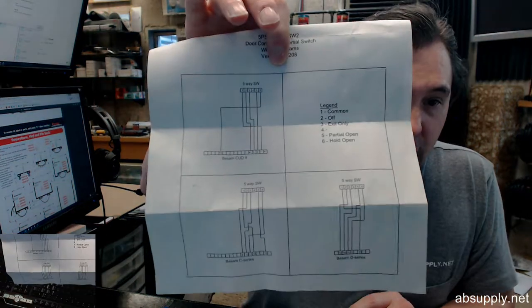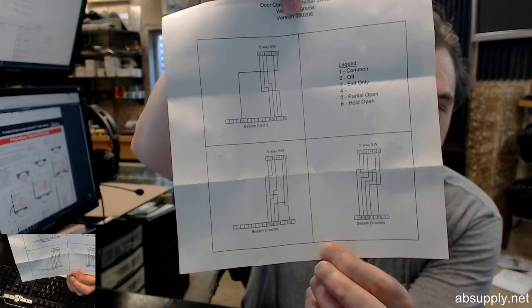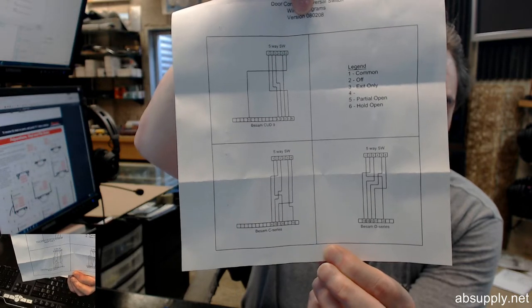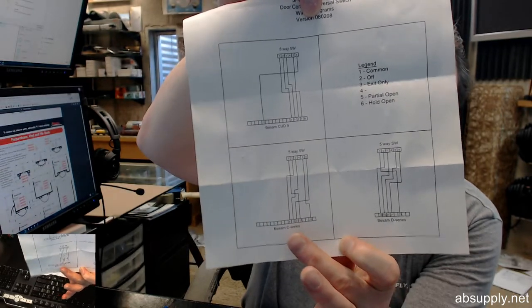Okay. There's a link below this video to a document called Wiring Diagram that will show you how it's connected, and that diagram is included with your hardware, showing you how that's wired up. Your C-Series is down here.